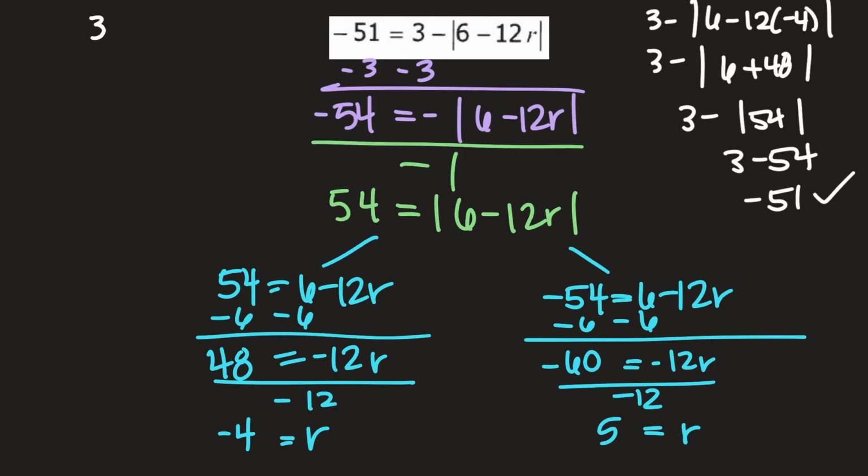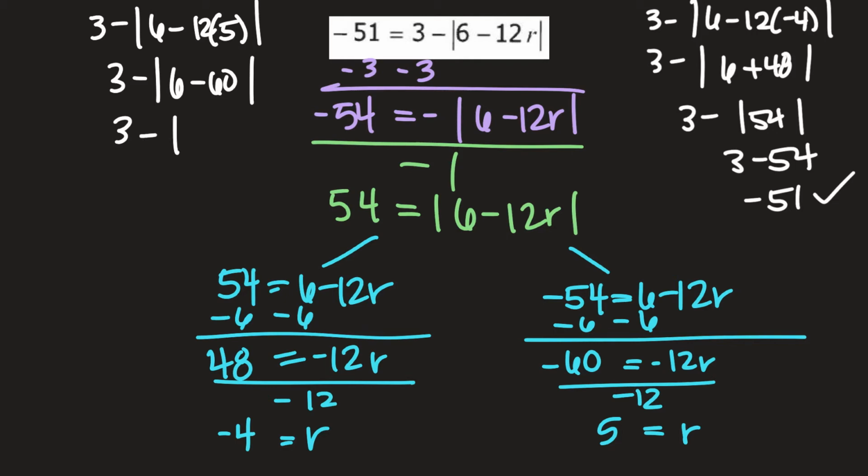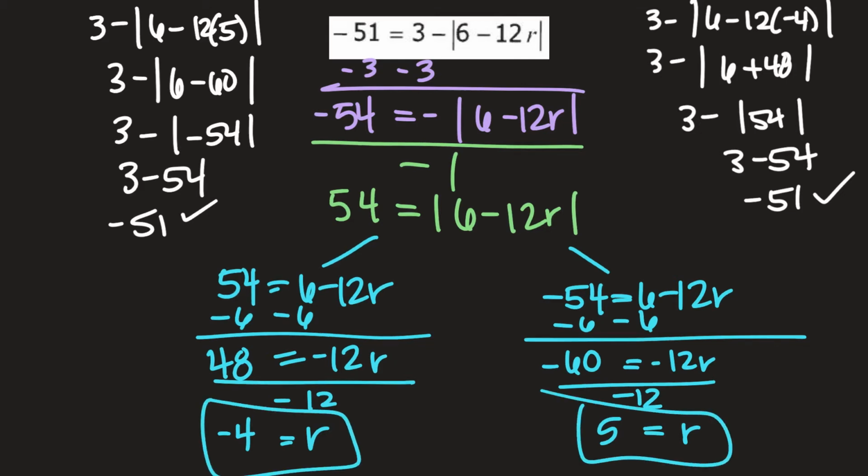And then to check 5, you do the same thing. So I have 3 minus the absolute value of 6 minus 12 times 5. 3 minus 6 minus 60. And then we have 3 minus the absolute value of negative 54. The absolute value of negative 54 is positive 54, and then we get negative 51, which is a check. So they are both solutions to our problem.